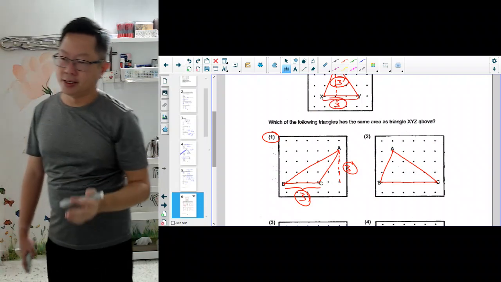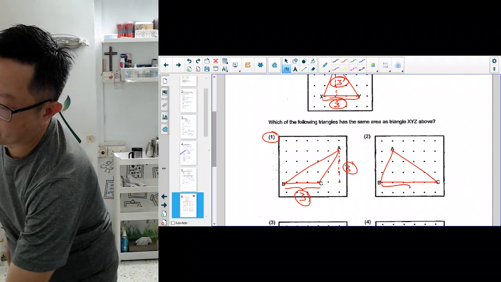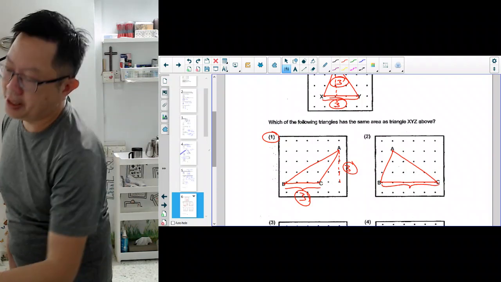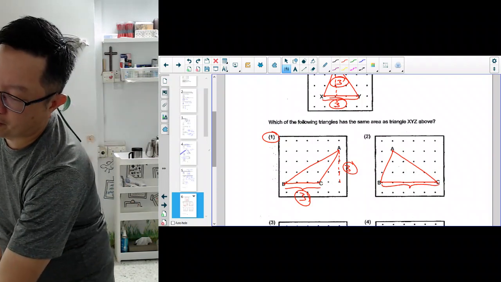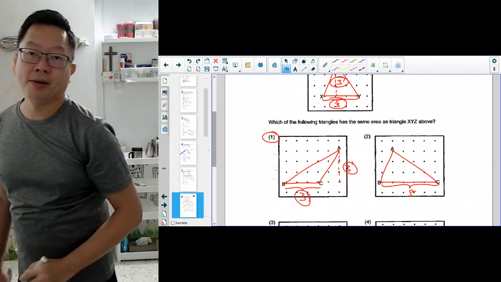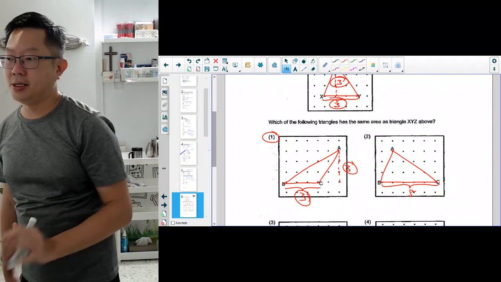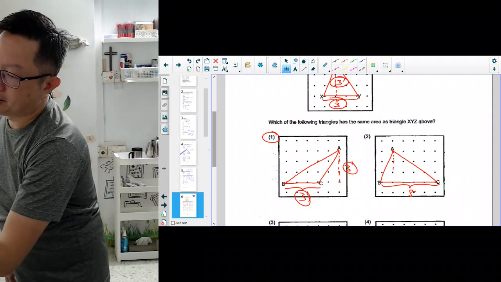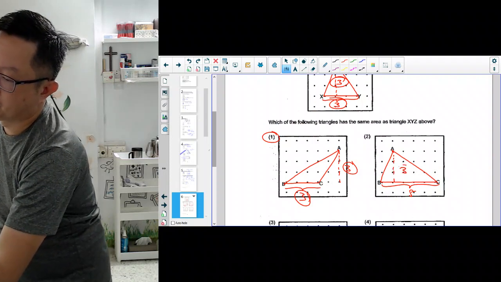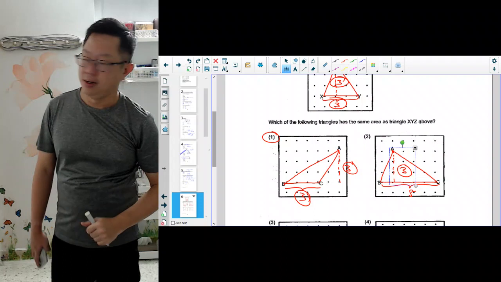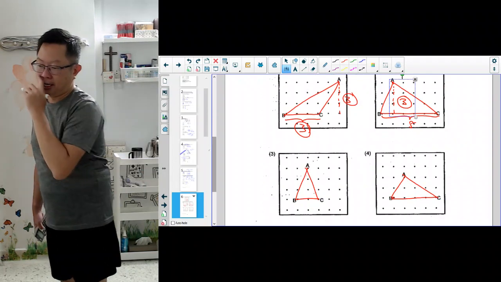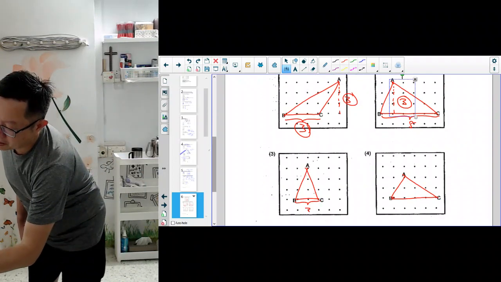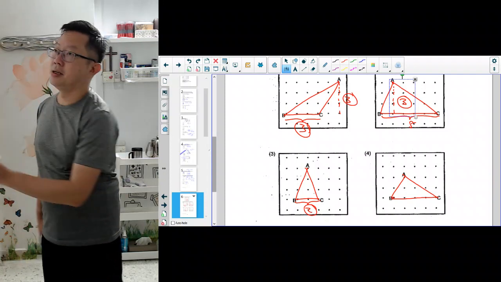How about the others? Let's look at a few examples. What's the base? How many units? There will be 1, 2, 3, 4, 5 units, because there are 5 gaps between the dots. And how many units is the height? 1, 2, and 3. So 3 units. So the base is different, so it's a different area. How about the other one? The base is 2 units, which is also different. So number 3 is wrong.